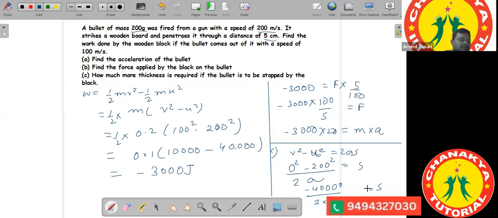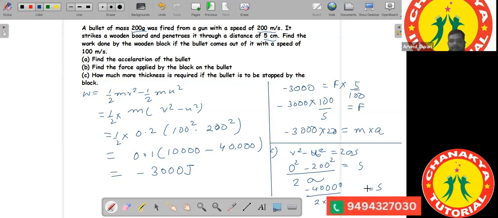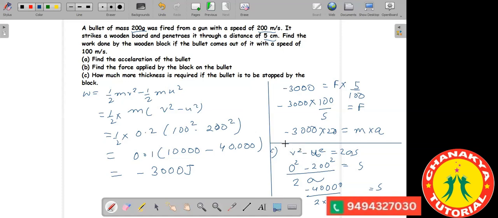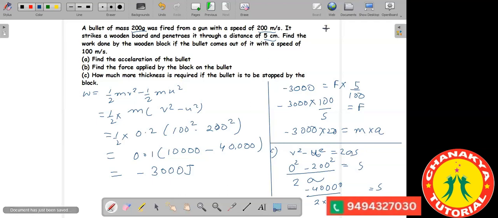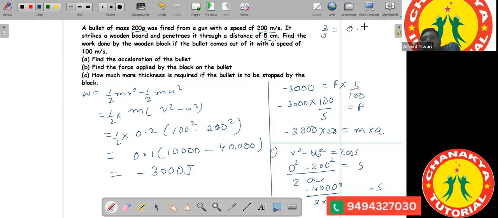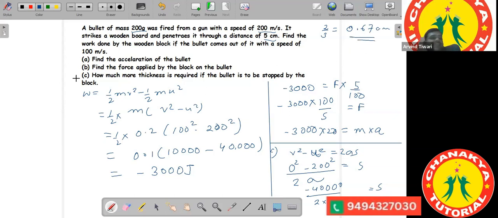Okay, anyone has obtained the answer? Sir, I got 2 by 3. Total displacement? That would be 2 by 3 meter then. Okay. 2 by 3 meter would mean 0.67 centimeter. But I don't think it's correct. Check it out again.